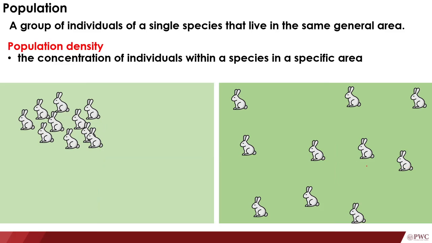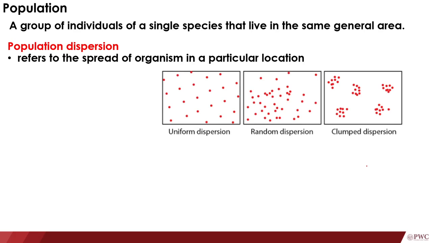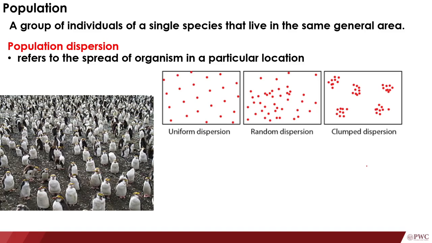Let's talk about population dispersion. The word dispersion refers to the spread of organisms in a particular location. Now, there are 3 different patterns of dispersion. This can be uniform, random, or clump dispersion. Let's try to see this one.